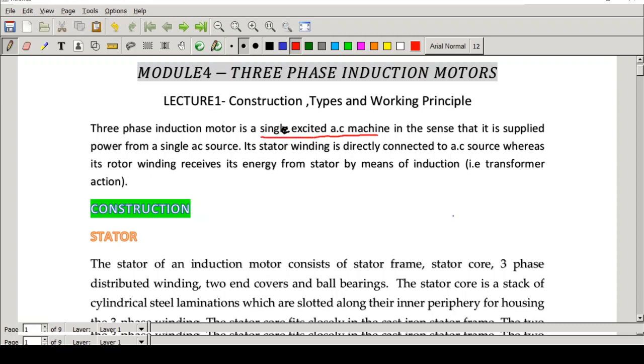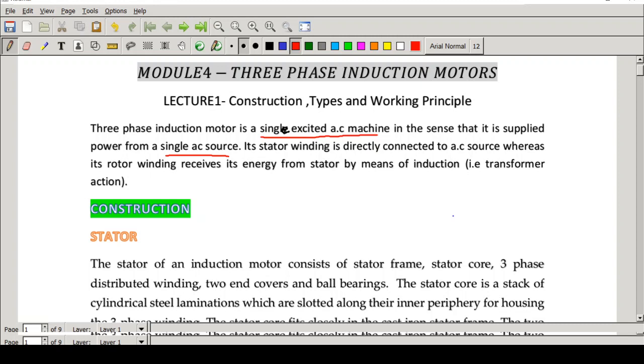So what is the meaning of this? This means that it is given a supply from a single AC source. That part we can compare with the transformer. In the case of a transformer, there is a primary winding and a secondary winding, and we are giving a supply to the primary winding. And by induction, EMF is induced in the secondary winding. The same principle can be applied in the case of a three-phase induction motor also.